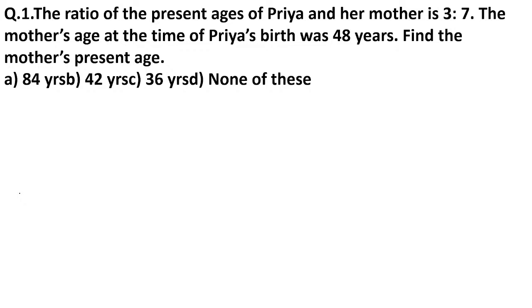Hello everyone, good evening. This is question number 1. Please look at the question first. The ratio of the present ages of Priya and her mother is 3:7. The mother's age at the time of Priya's birth was 48 years. Find the mother's present age.